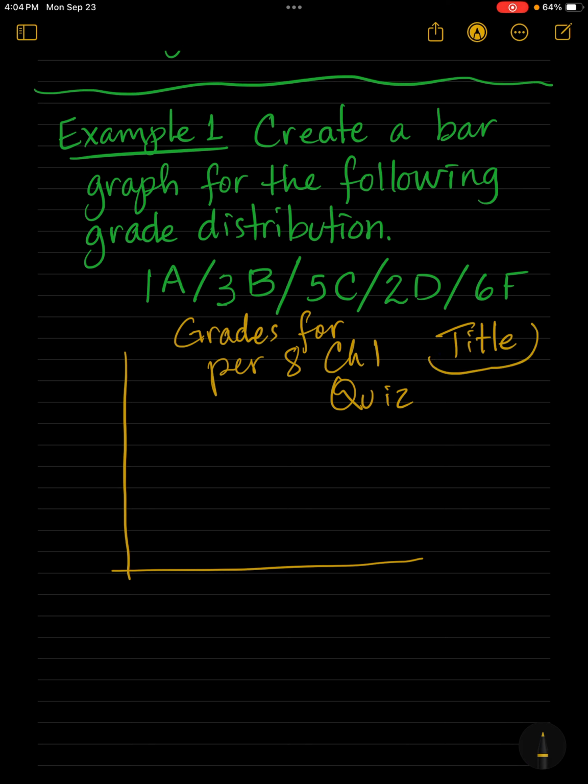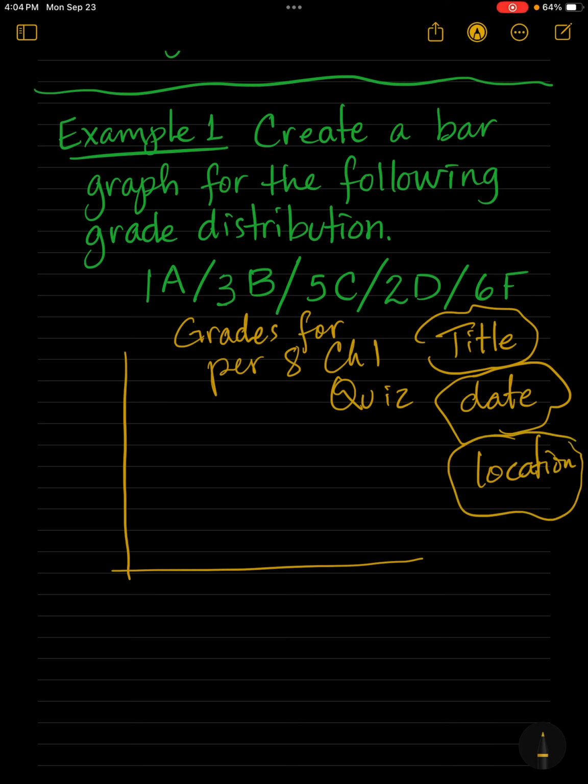Besides just a title, you would want important information, maybe like the date or location, to also be represented. So we might note that this happened maybe September the 23rd, and that it was in room 605. We might even say that this was a FST class at Poly High in Long Beach, California. So you would want to put a lot of information to make the data most relevant.